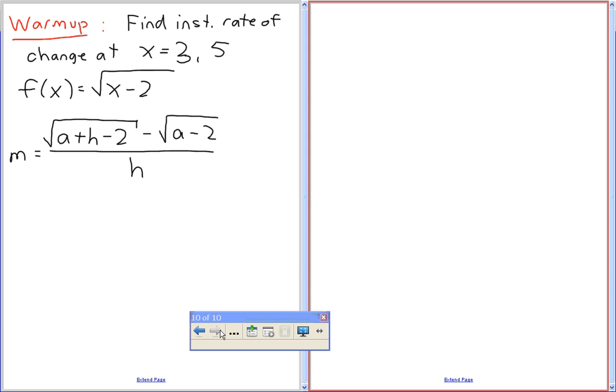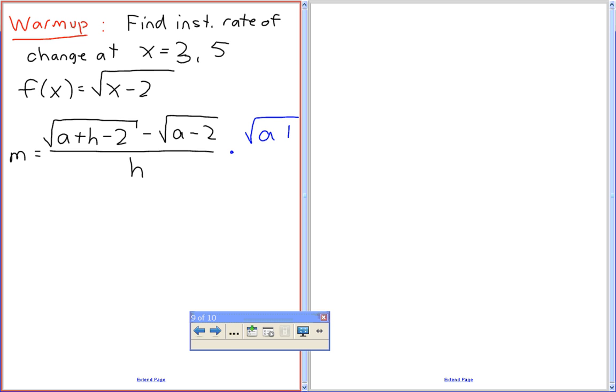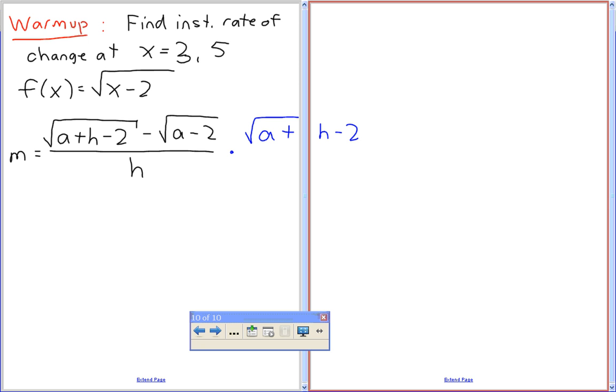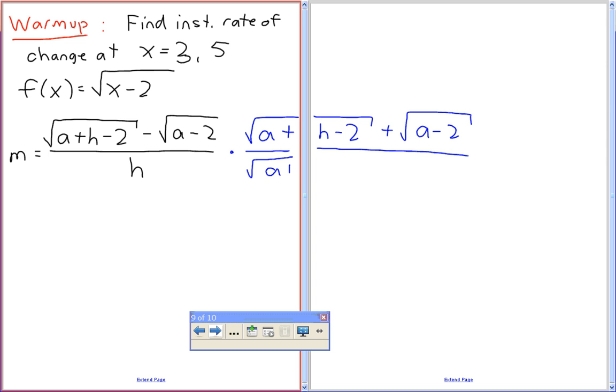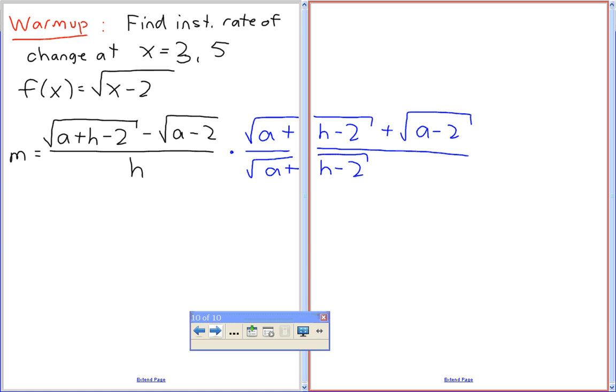Good. Nope. Because if I multiply by h over h, it's not going to help me to divide, though, right? Multiply by the same thing, but the same root. Yeah, sort of. The same thing but a plus. We're multiplying by the square root of a plus h minus 2 plus root of a minus 2, all over the square root of a plus h minus 2 plus root of a minus 2.